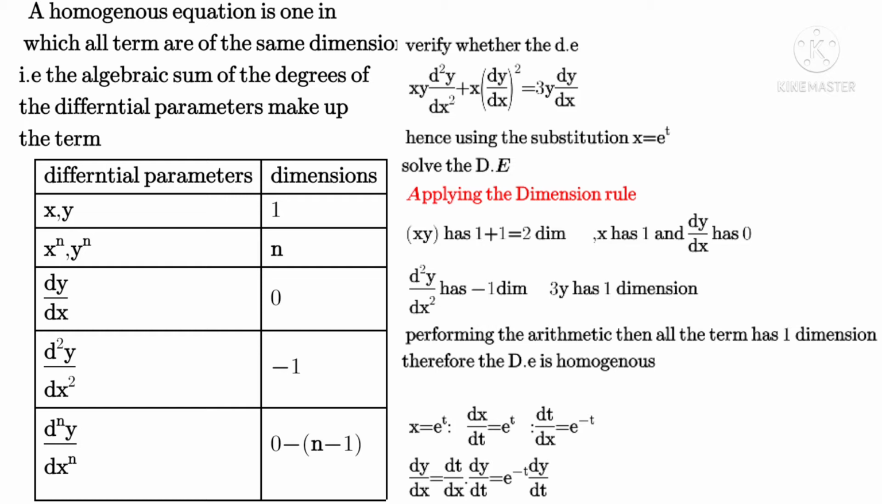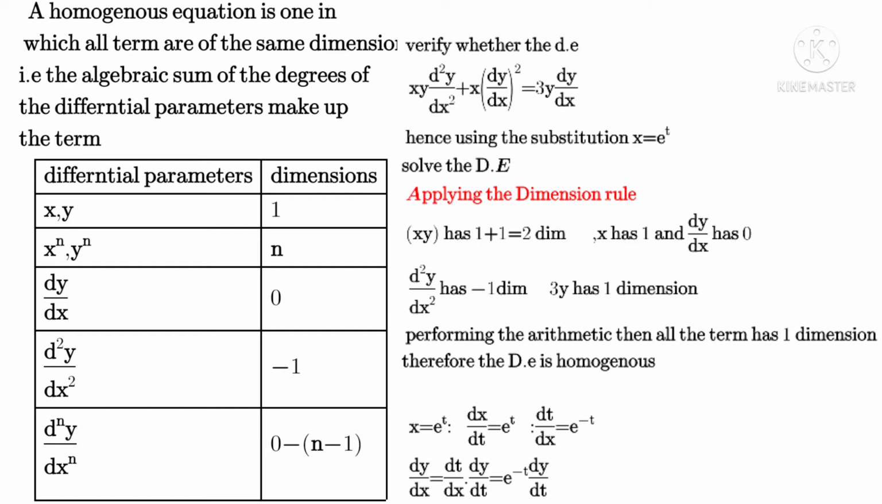But for a differential coefficient, that is dy/dx, the dimension is 0, while the second derivative of the differential coefficient is minus 1. That is, when you have d squared y over dx squared, we have 0 minus 1, which still remains minus 1. Then the differential coefficient raised to the power of n is 0 minus n minus 1, which is still the same thing as minus n minus 1.